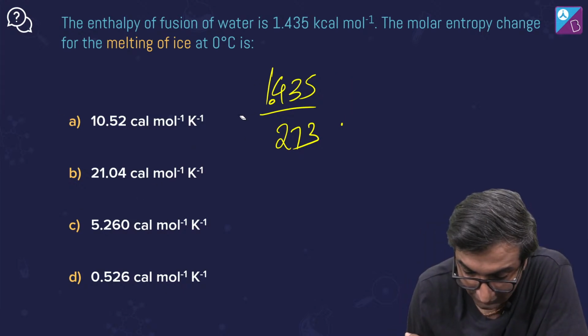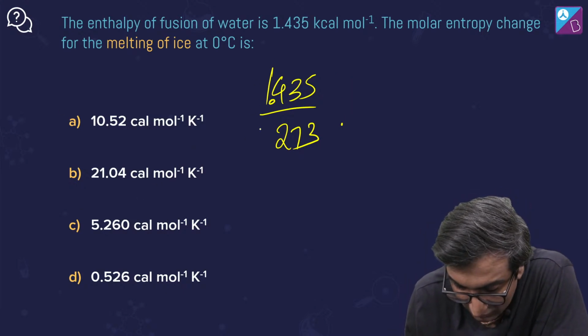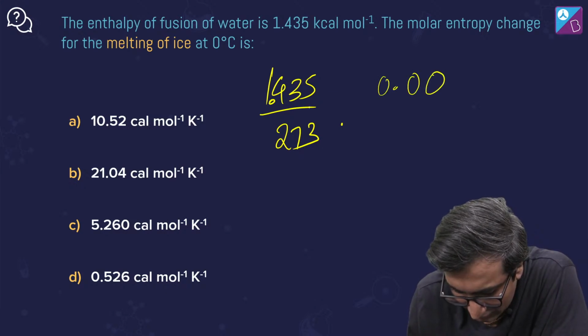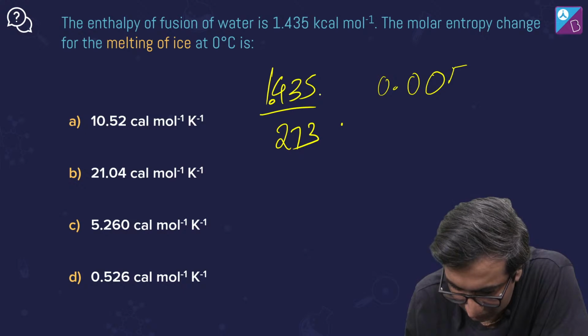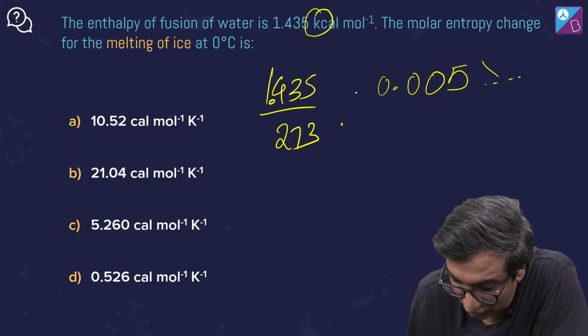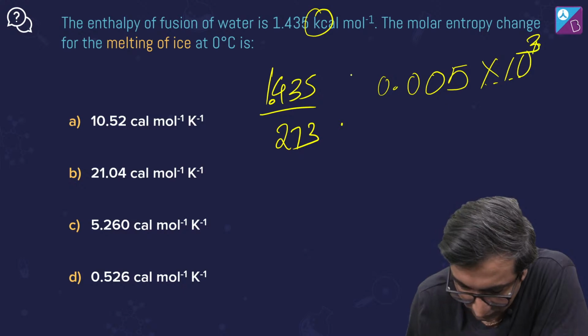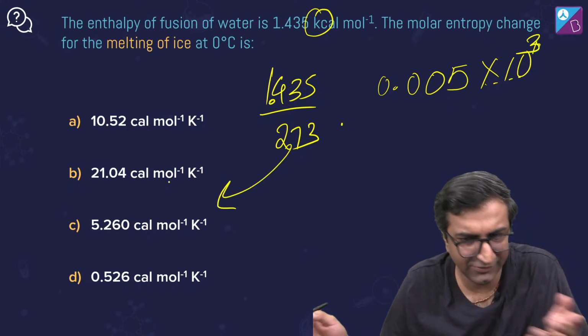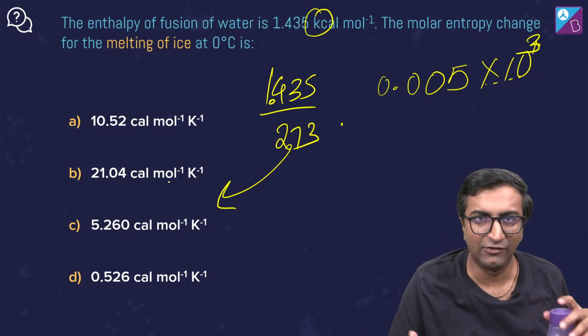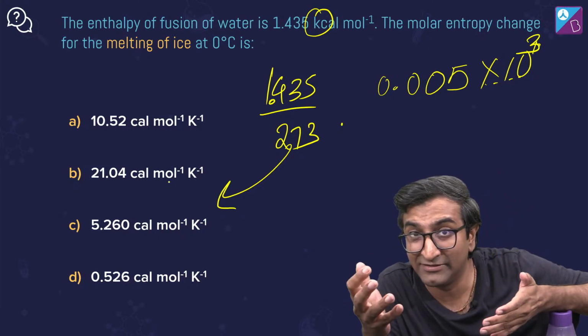If I do this weird thing, 1.435 by 273, what do I get? 0.00. एक और जीरो आएगा क्या? 0.05 something. But ये किलो कैलोरी है ना, तो into 1000 हो जाएगा. So the answer should be this. मेरे हिसाब से C होना चाहिए. आपके हिसाब से क्या होना चाहिए? बताइए. Maybe I did this a little quickly, but that's how quickly you got to actually do it in the test.